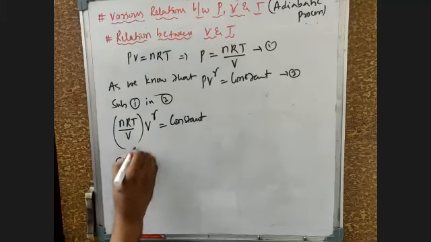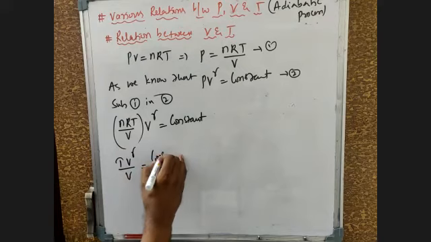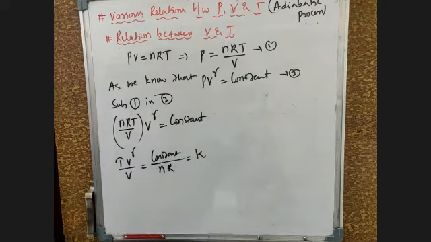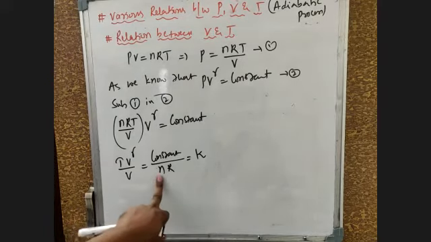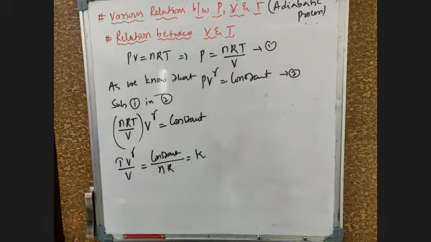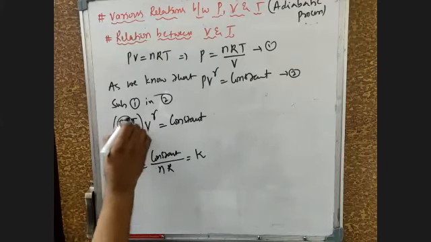Yes, because it's the P value now. This is T V to the power of gamma by V is equal to a constant. The number of moles is constant, R is also constant, so this whole term is another constant that I am taking as K. Number of moles will remain constant, and the universal gas constant is also constant. So all these terms together are again a constant that I am taking as some K.